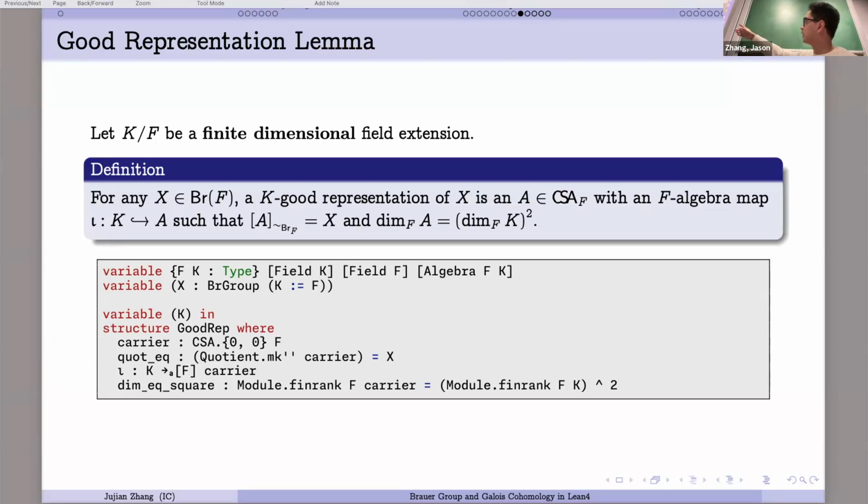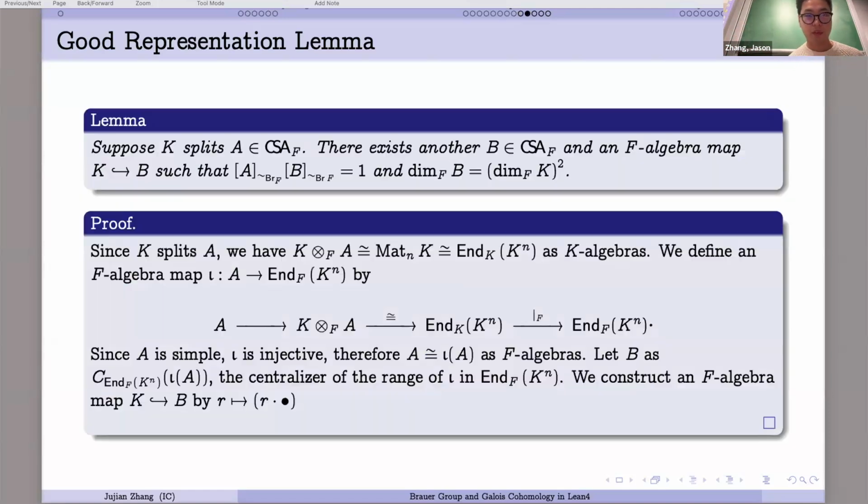It is because before this, x is some mysterious thing that we don't know much about. But now we lose no information in the context of the Brauer group if we replace x with A. And now we have a K embedding, and we have a nice formula for the dimension of A, which we can play around with. So suppose K splits A, then the aim of this lemma is to prove that A can actually be replaced by a good representation.